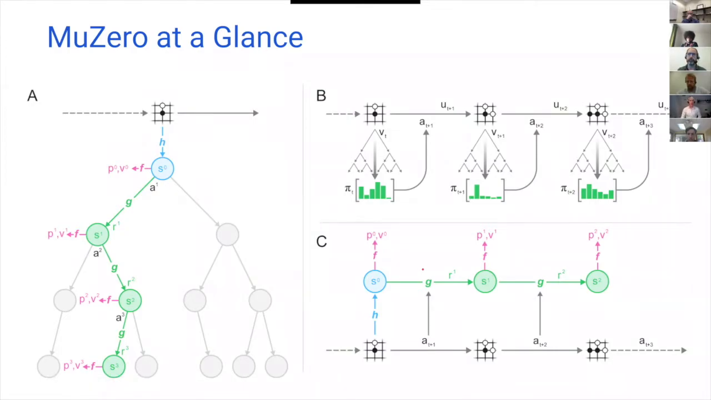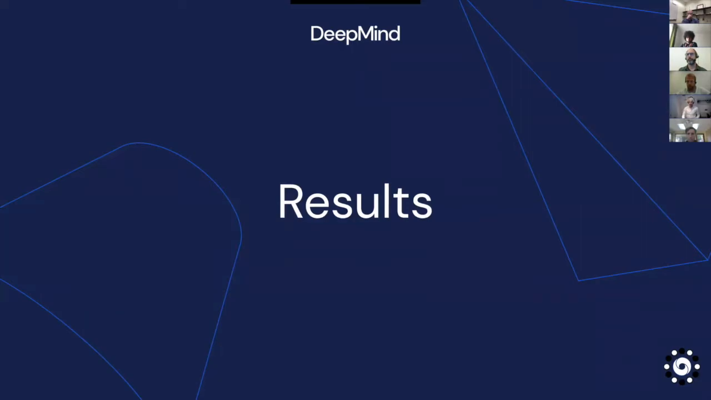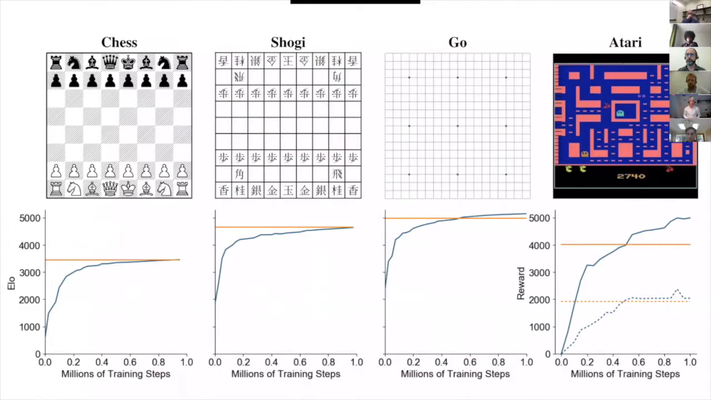Now that you've seen how this works, let's look at a few results. Of course, we started with the classical board games, chess, Shogi, and Go, because this is where we had all our previous results. And so we wanted to ensure that MuZero can actually reproduce the performance of AlphaZero. We wanted to ensure that we don't have to give up any of the planning capabilities. And indeed, you can see the horizontal lines, the orange lines, show the final performance of AlphaZero at the end of training, whereas the blue curves show the training performance of MuZero over the whole training. And you can see at the end of training, it does indeed converge to the same performance as AlphaZero, which was a very good confirmation for us.